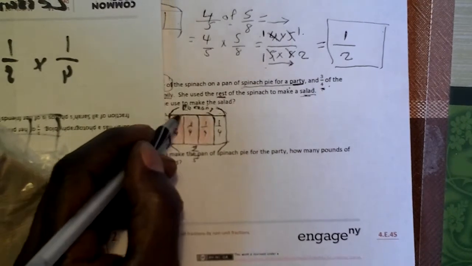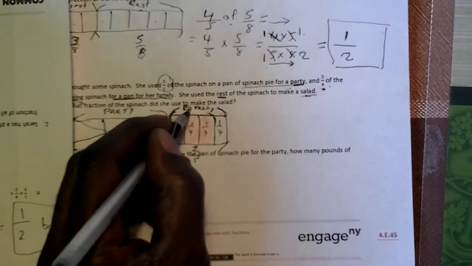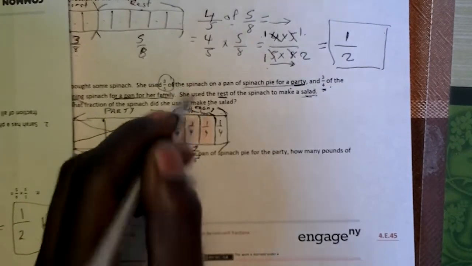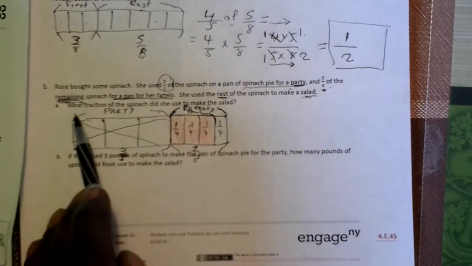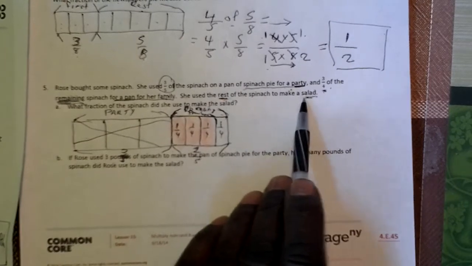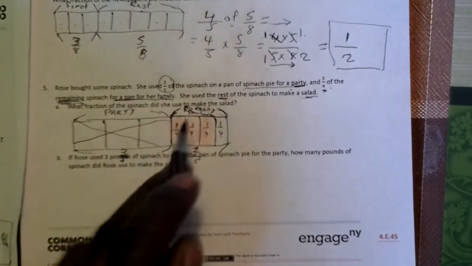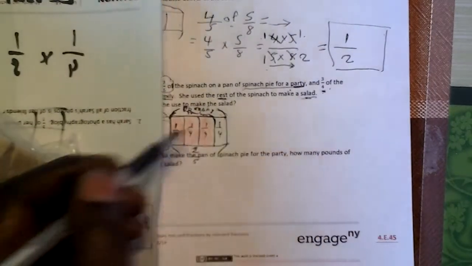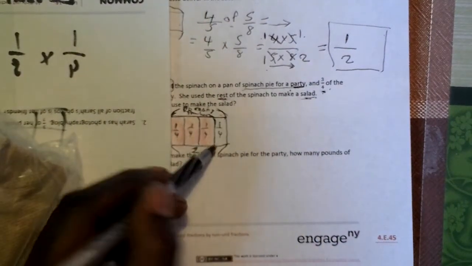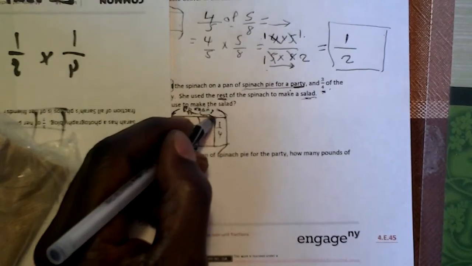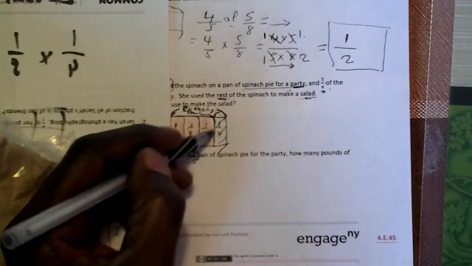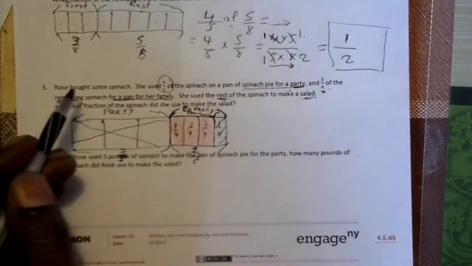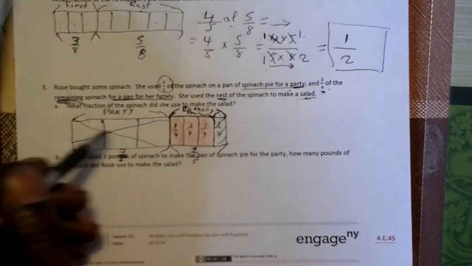And let's label that, if you've got room, that's for the family. Family. And then she used the rest to make a salad, okay? So she used 3/4. If she just used 3/4, how much is left? How much is the rest? Is this piece here, right? Let me shade it. And what is that? That is 1/4.